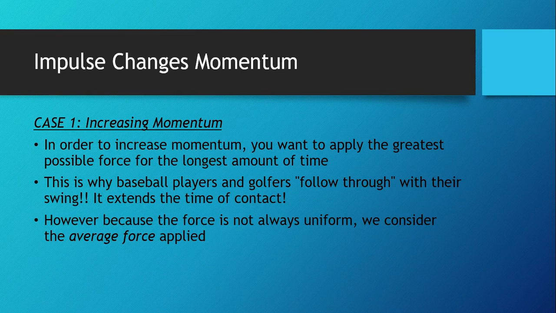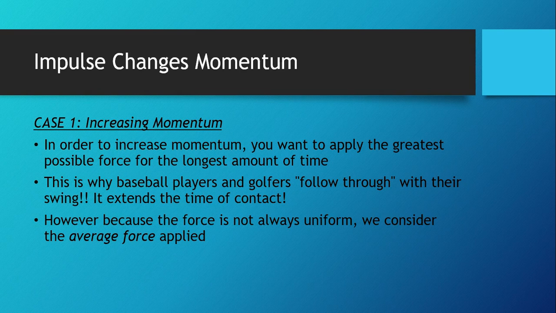The first way is if you increase the momentum of something. So something's already moving and you want to get it moving faster, or something's not moving and you want to start it moving. To increase the momentum, you want to increase the impulse. You want to increase the force that you apply, and apply it for the longest amount of time possible. This is why baseball players and golfers follow through on their swings.